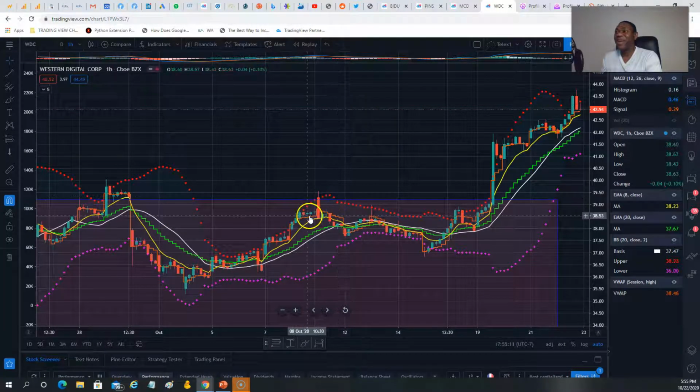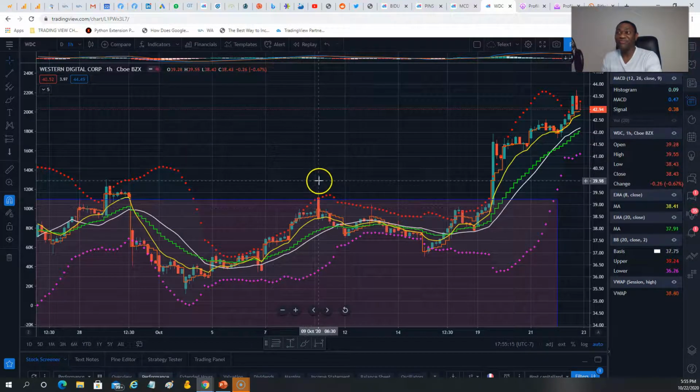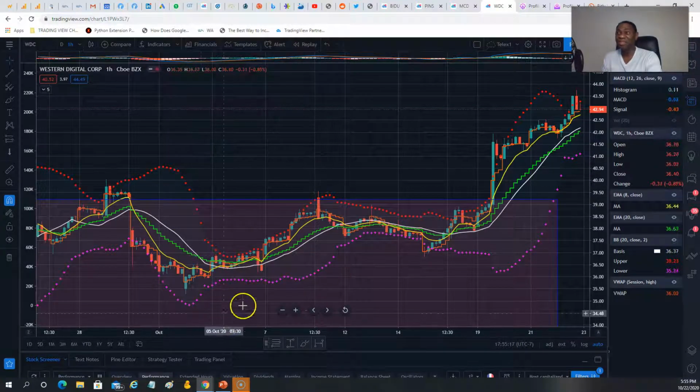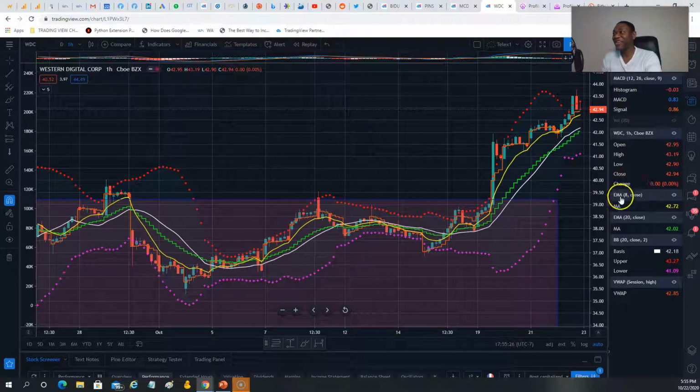The upper dotted red line here is the upper Bollinger, that's what we were talking about in the previous section. The lower one is the lower Bollinger. Then the moving averages: you can see here EMA 8 and EMA 20, that we use.